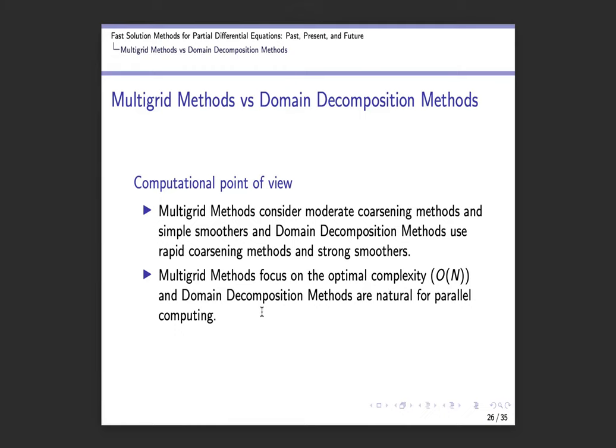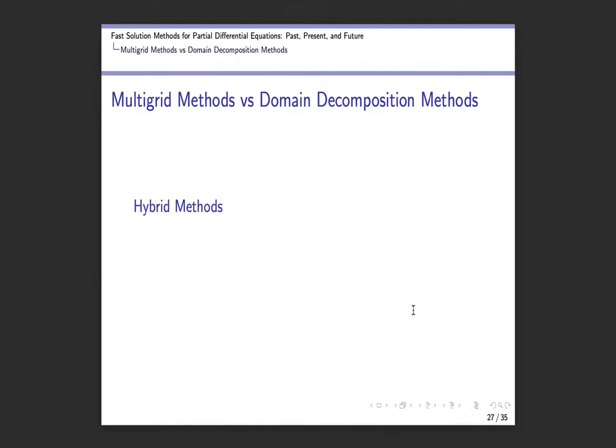And for domain decomposition methods, this is natural for parallel computation. So we consider subdomains and one or two additional levels. That's why domain decomposition focuses on parallel computation.